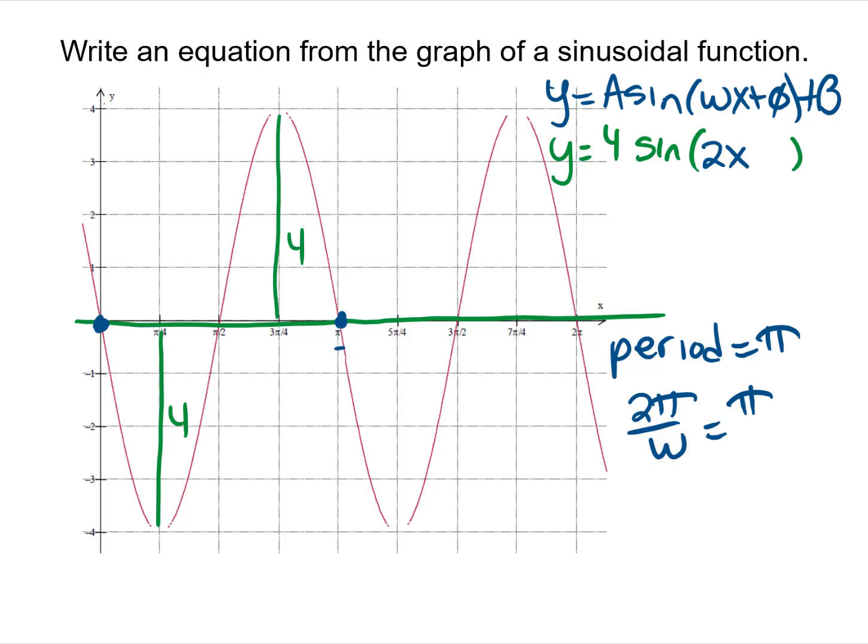And as we look for a phase shift, the sine of 0 is 0, so we don't need a phase shift. But the one thing we do need, because normally sine goes to its maximum and instead it's going to its minimum, is a reflection about the x-axis. So we need to put a negative in front of that. So there's the equation that we see graphed.